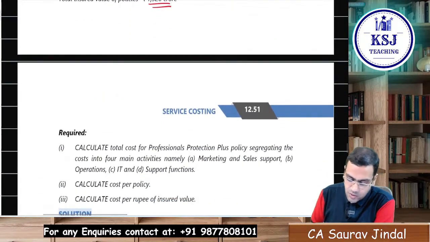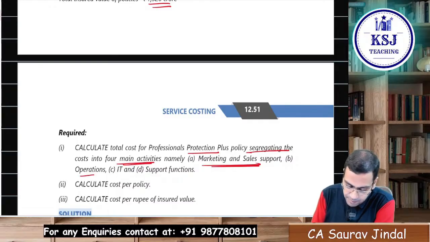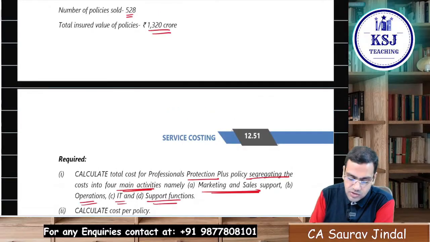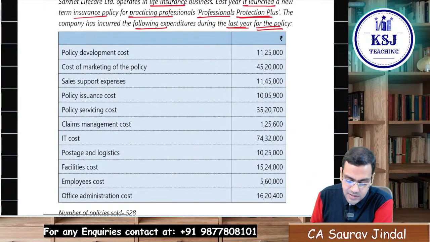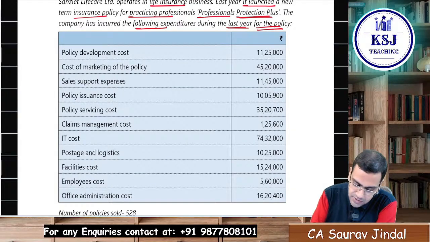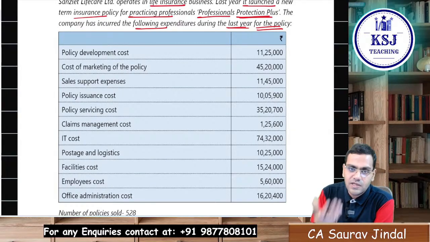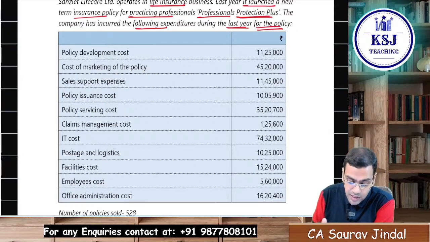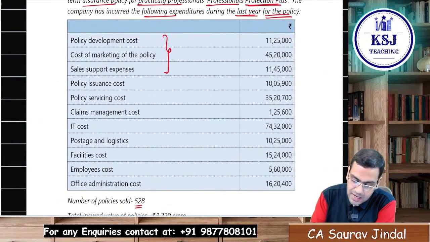Okay. Calculate the total cost of the professional protection plus policy, segregating the cost into 4 main activities: marketing and sales, operations, IT and support. So what will be there in the marketing and sales? Policy development cost is a part of marketing and sales. Yes sir. Cost of marketing, obviously marketing and sales, sales support and policy issuance cost. No sir. First 3 are a part of what? This is a part of marketing and sales.